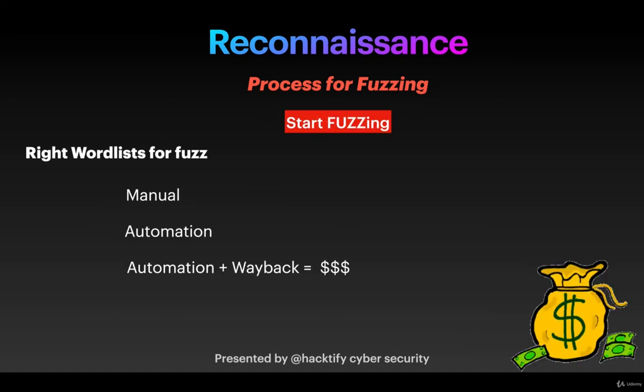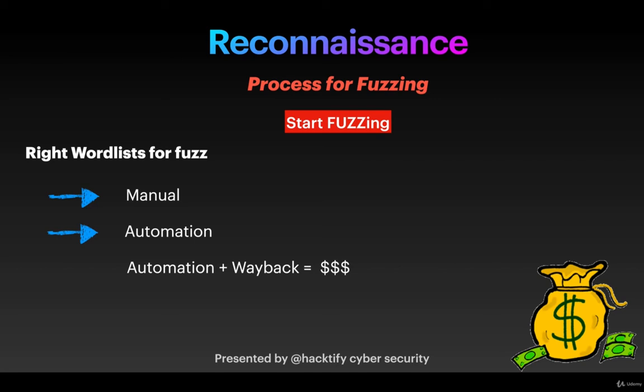The next step is we are going to start fuzzing. After we have identified our target and chosen the right word list, we are going to fuzz the target. Fuzzing can be done manually, but I will not recommend it because you will not be able to fuzz all the particular endpoints properly. It can be done with the help of automation.